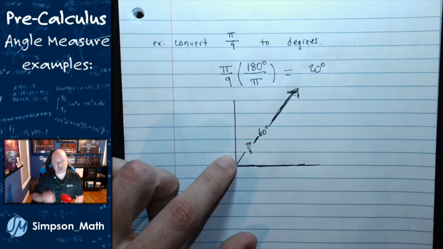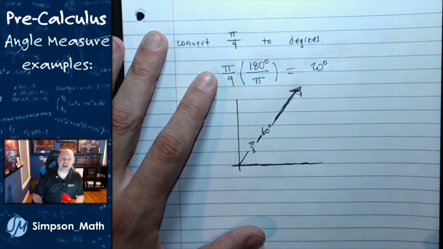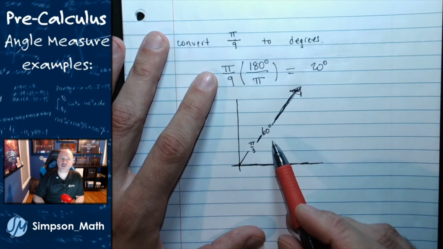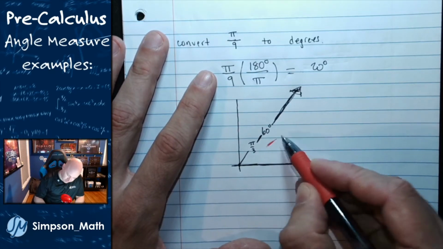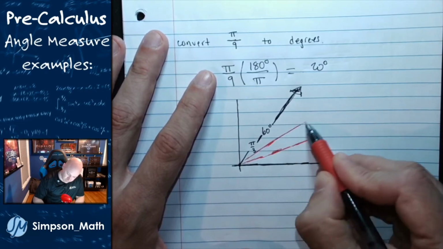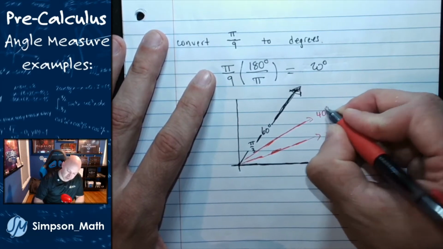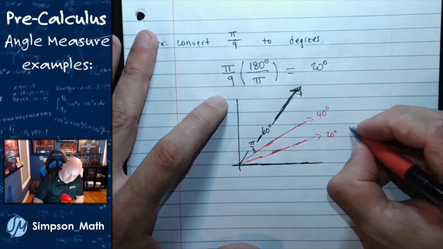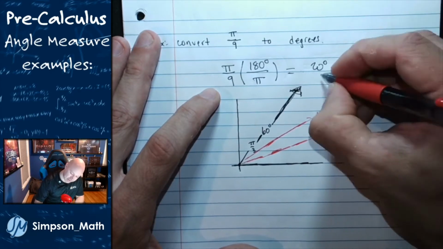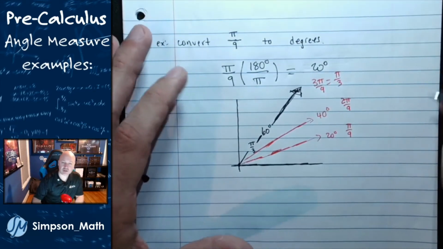If you have that one kind of visually in your mind, then pi ninths should just be a third of that. Meaning, if I were to take pi thirds, or 60 degrees, and cut that into 3 equal parts, then this is 20 degrees, 40 degrees, 60 degrees, or you can think of it as 1 pi ninths, 2 pi ninths, and this would be 3 pi ninths, which reduces to pi thirds.